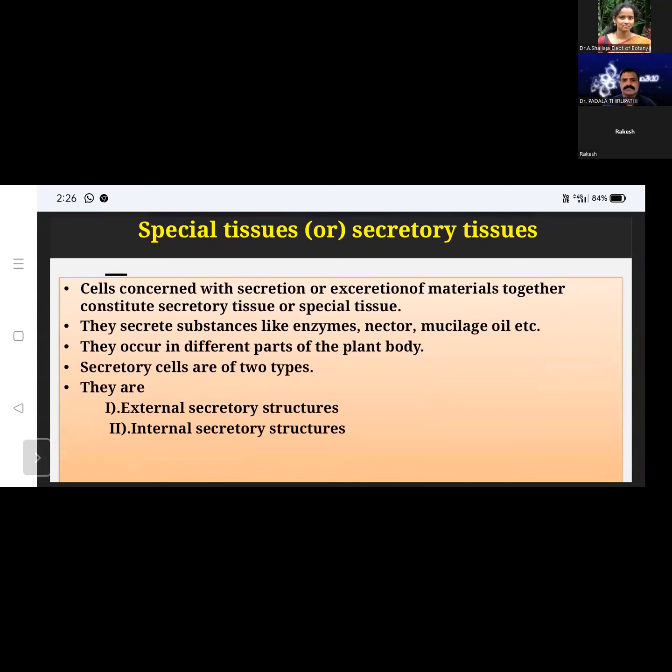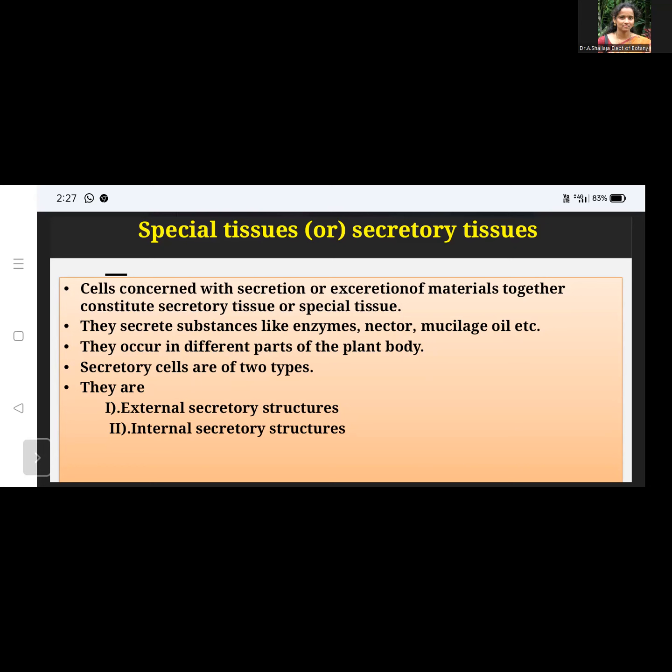The cells or tissues that are connected with the secretion or excretion from the plant body are called secretory tissues, glandular tissues or special tissues. These secretory elements may exist as isolated cells or may form a compact tissue or an organ. An organ here means a gland. Secretory tissues are mainly of two types, that is glandular tissues and latex tissues.